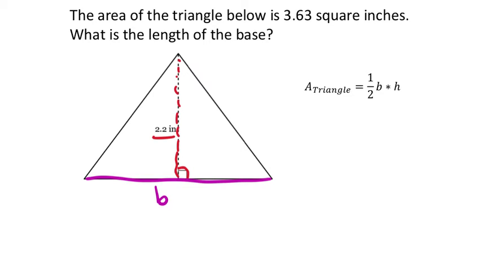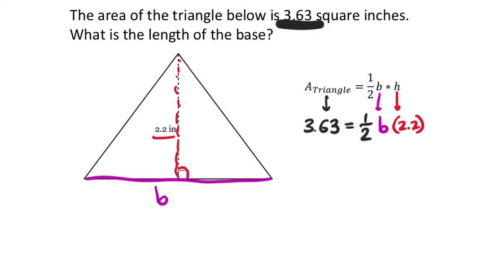So I'm just going to use b for base, and I go to the equation. I know that the area is 3.63 square inches. So I take the area and I replace it with 3.63. And then this would equal the 1/2. We don't know the base value, so I can't really replace b with a value yet, but we will solve for that. And then the height was given to us as 2.2.